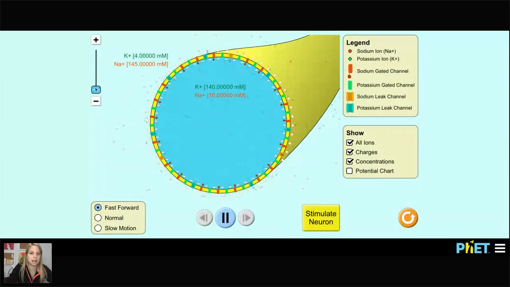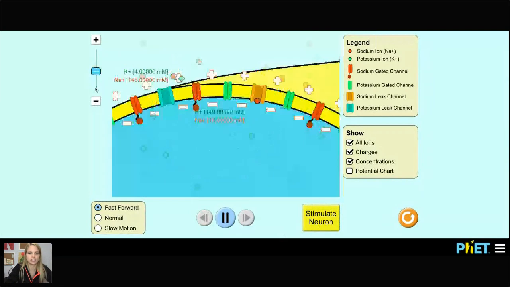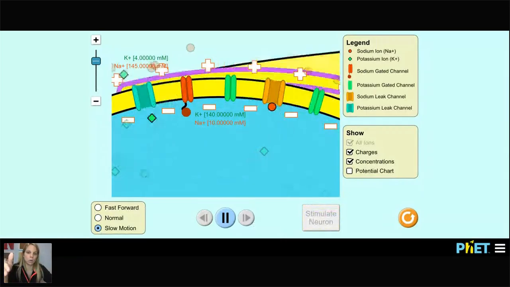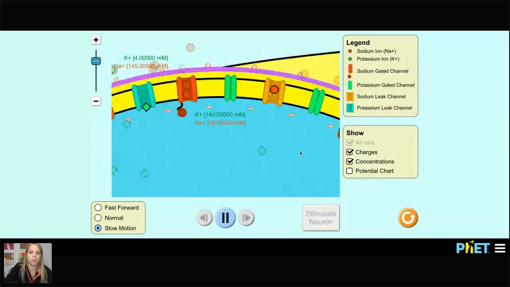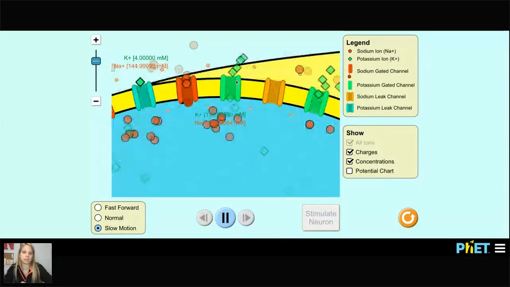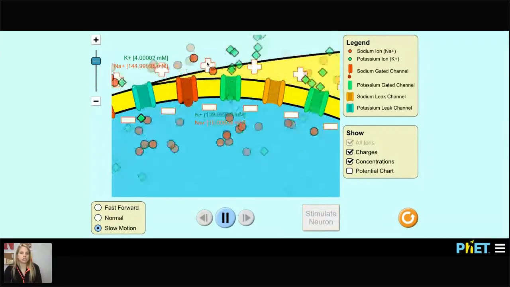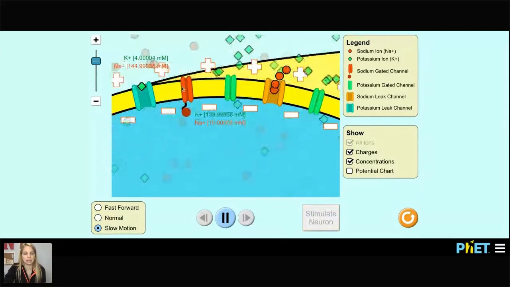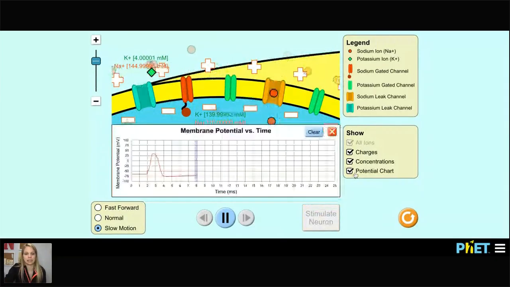Now, if I zoom back in, let's take a look at these channels. I'm going to make this one go in slow motion. So as that charge comes down, whenever the charge hits, pew! You can see the channels open so that stuff can get in and out. And you can see the charges flip-flop. But after a moment, they close back again and the charges flip-flop back. That's the action potential.